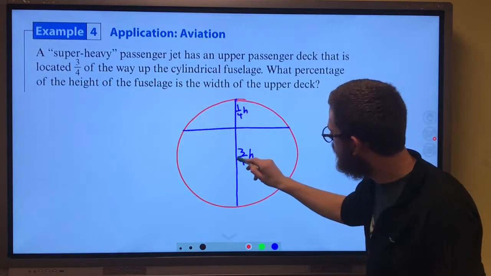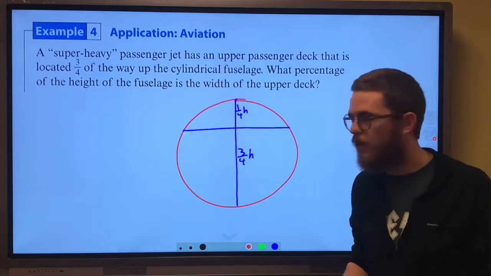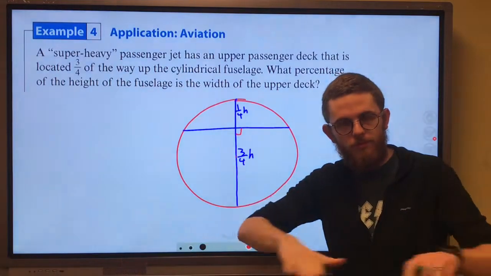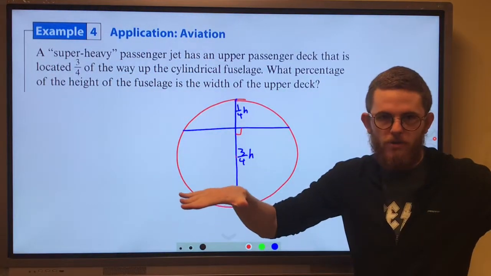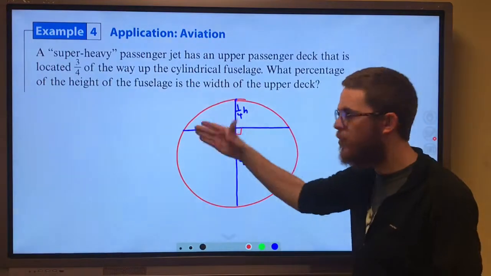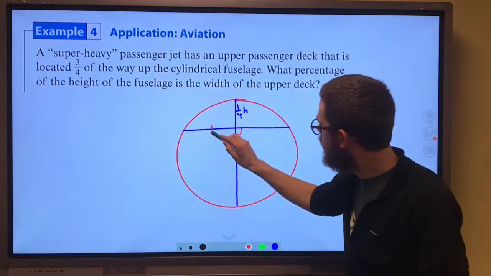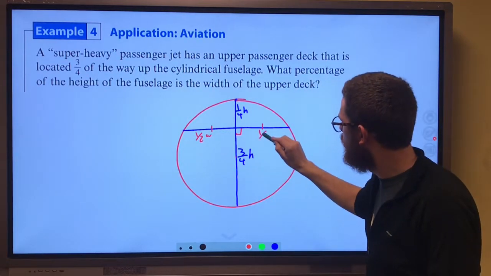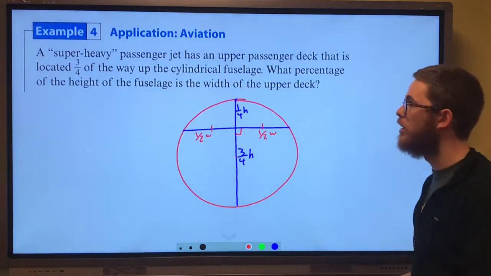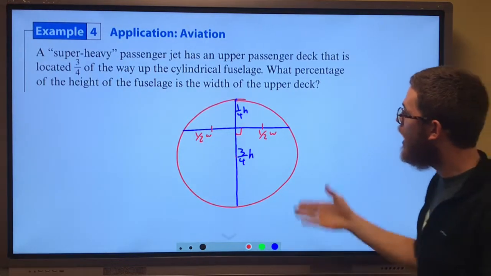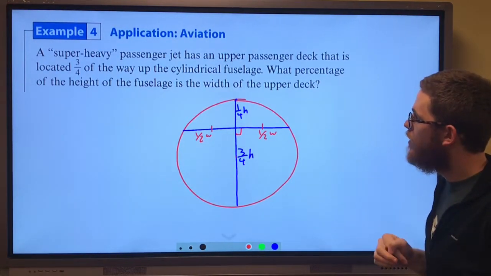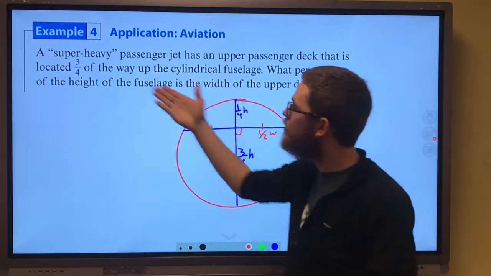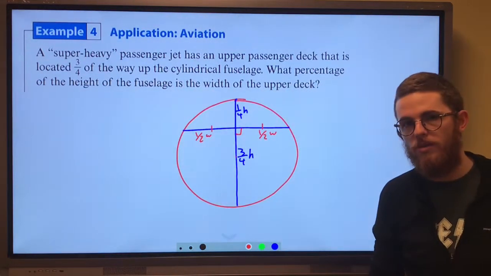And because this is the height that's going through the center of our circle, it is intersecting the passenger deck at a right angle. So obviously you're going to have the passenger deck slanted. It's going to be perpendicular to the height. So that means it's half and half: half the width of our passenger deck over here, half the width of our passenger deck over here. It says, what percentage of the height of the fuselage is the width of the upper deck? We want to know some percentage of the height that gives us the width of the upper deck.